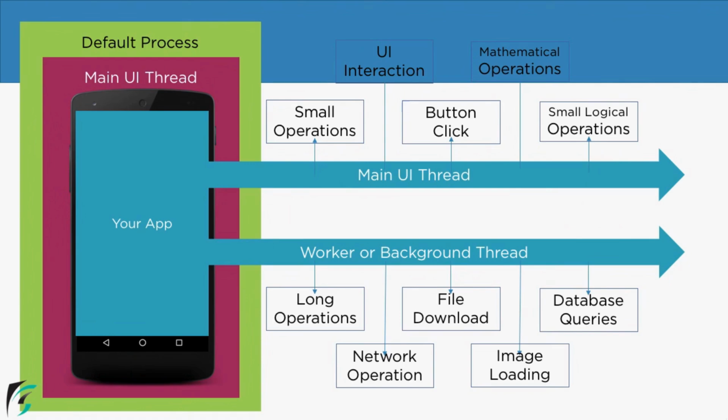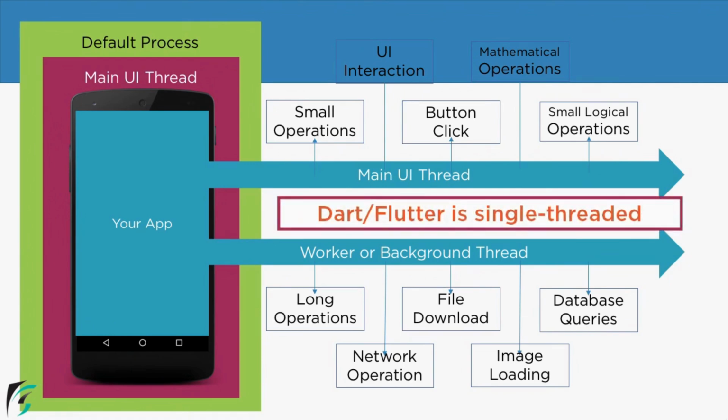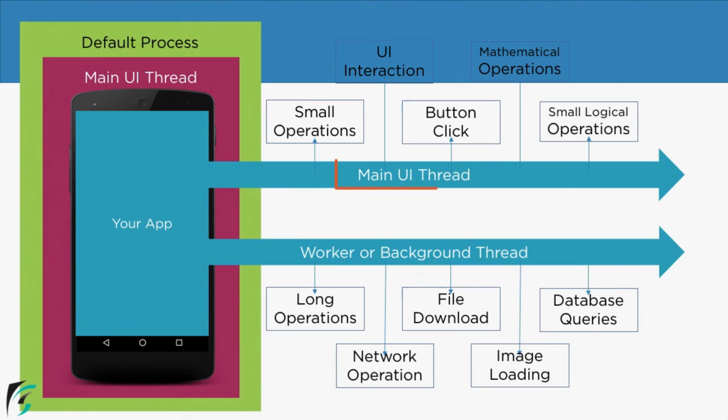Now what about Dart? Well, Dart is single-threaded, and so is Flutter. So in Flutter, you cannot have two threads running parallel to each other. That is, you can only have the main UI thread, but in Dart or Flutter, you cannot have a separate worker or background thread.